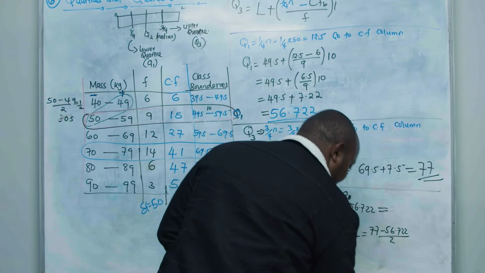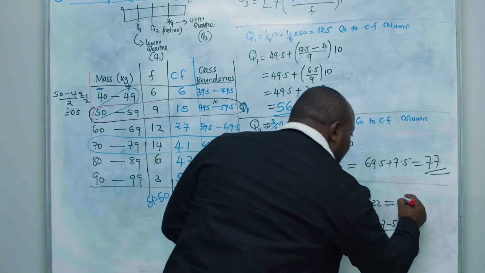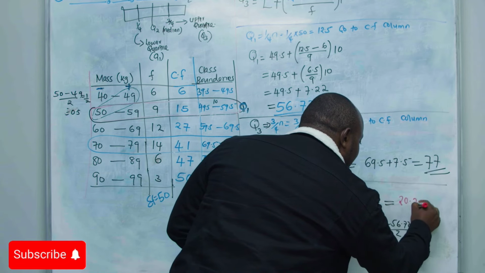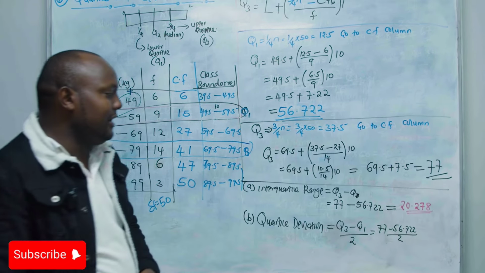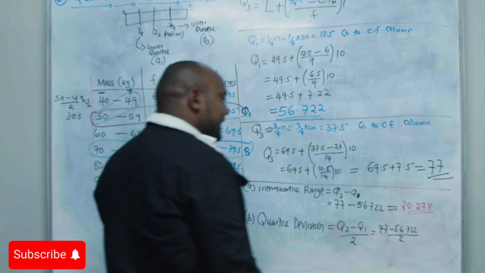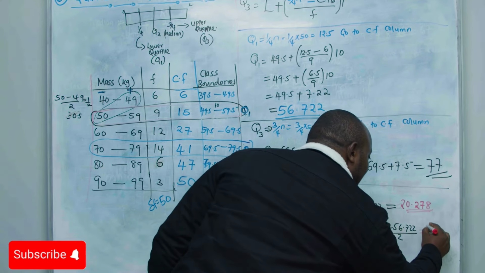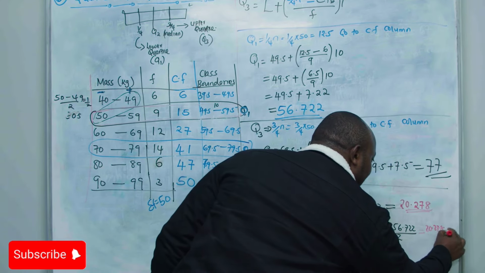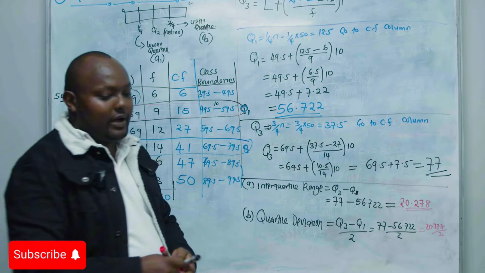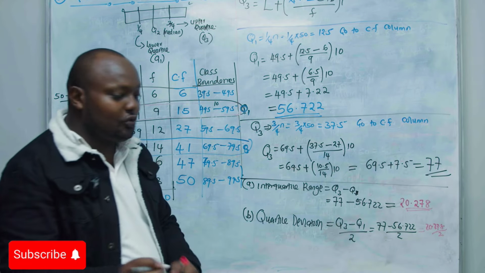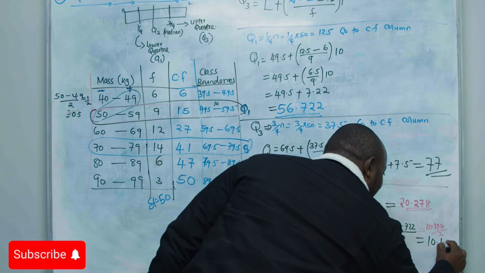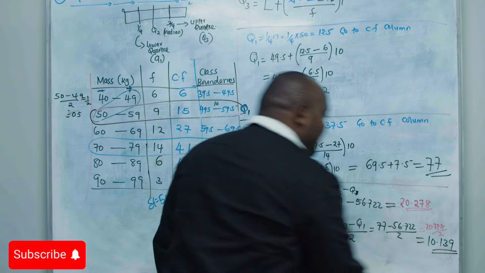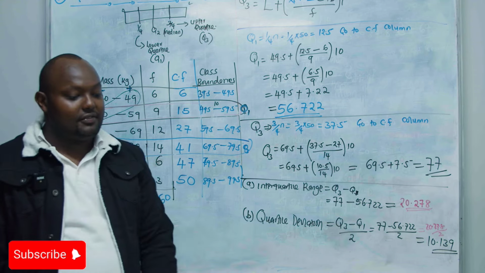20.278. So again, it is the same 20.278 that we are going to divide by 2. And when you divide by 2, you are going to get 10.19139. That's how we get the quartile deviation.